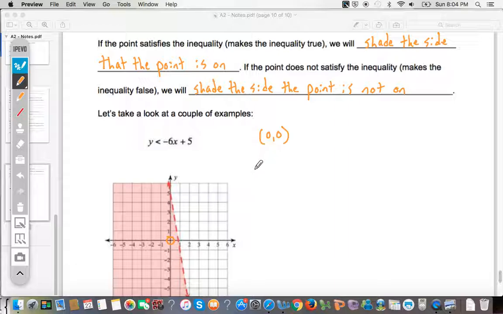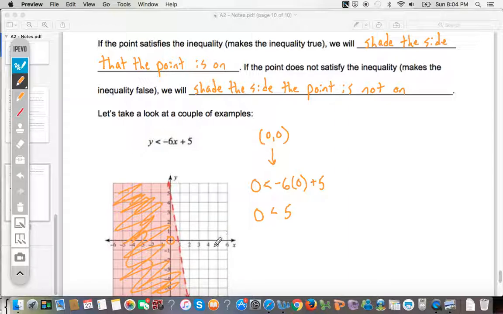Okay? So if I plug it in, I have 0 is less than negative 6 times 0 plus 5. So if I simplify this, I have 0 is less than negative 6 times 0 is 0, and I have plus 5. Is 0 less than 5? It sure is. So that means I will shade the side that the point is on. So 0, 0 is on this side of the line, so I'll shade everywhere over here on this side of the line. Okay? Again, this is already shaded for us.